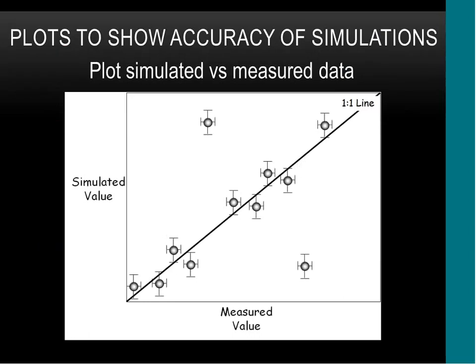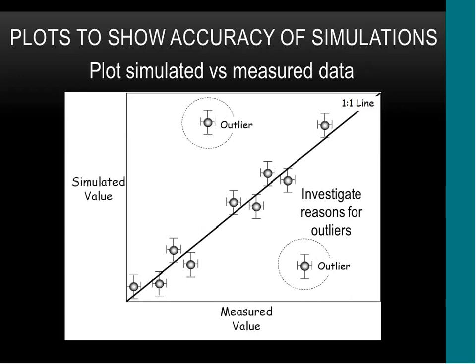So what we're doing here is we've got the simulated data. We're showing a reasonably good plot, but we've got a couple of outliers. And the LOFIT will tell us if those outliers are having a large influence on the result. But when we plot this, we'll be able to see this from just making a plot. We investigate the reasons for those outliers.